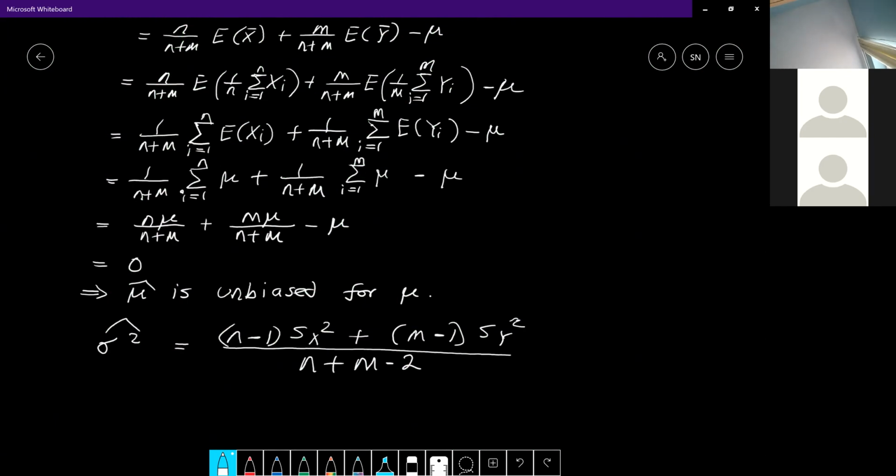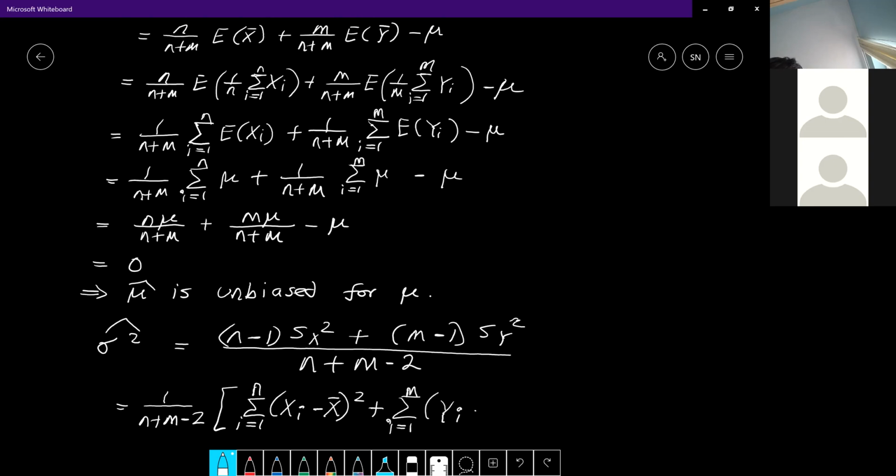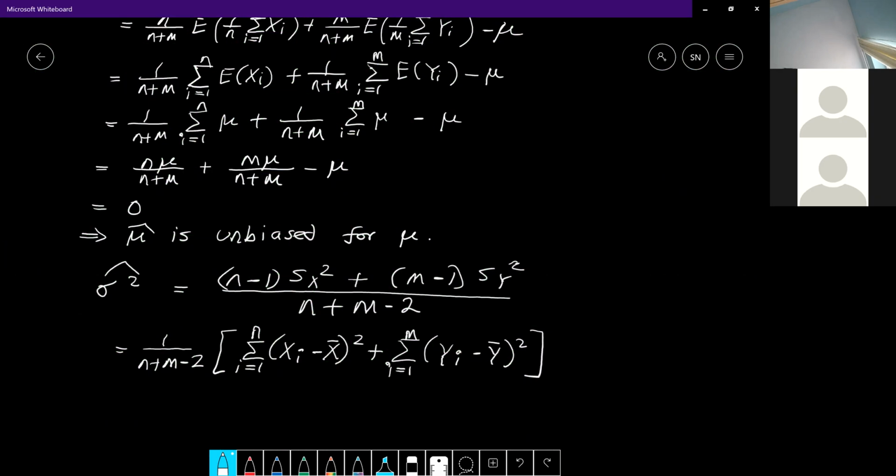Now, if you sub in the formulas for the sample variance, you can write this as follows. I'm sure you know the formulas for the sample variance. So subbing it in for Sx squared, you get this. This is the estimator that you're given, and we want to show that this estimator is unbiased for sigma squared. So once again, we need to find the bias and show that it is equal to 0.